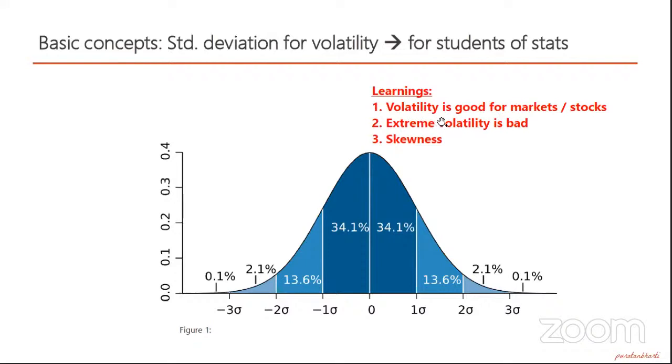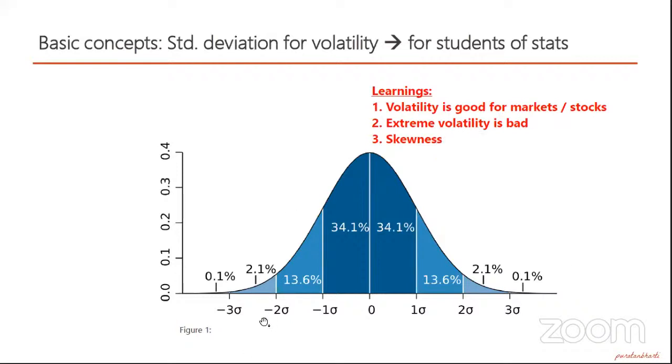That causes both up and down. As an example, I told you, if the average price of potato is 25, it can go down to 10 also, and it can go up to 50 also. So volatility is good, but it happens on both sides, up and down. But extreme volatility is bad for the markets.